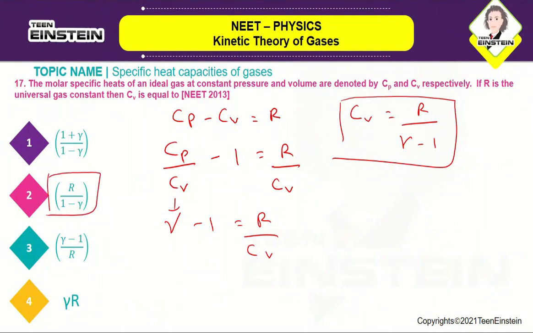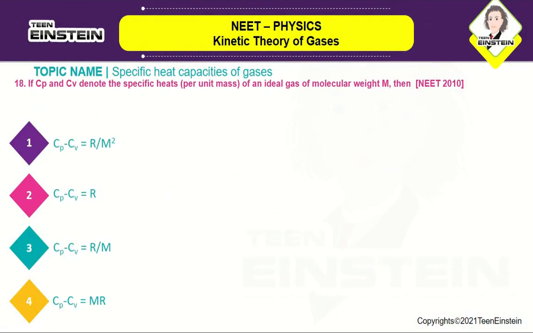Option number 2. Okay, so this is mu minus 1, sorry, it is mu minus 1 in the option. So the correct answer is option number 2. So let us move on to the next question.